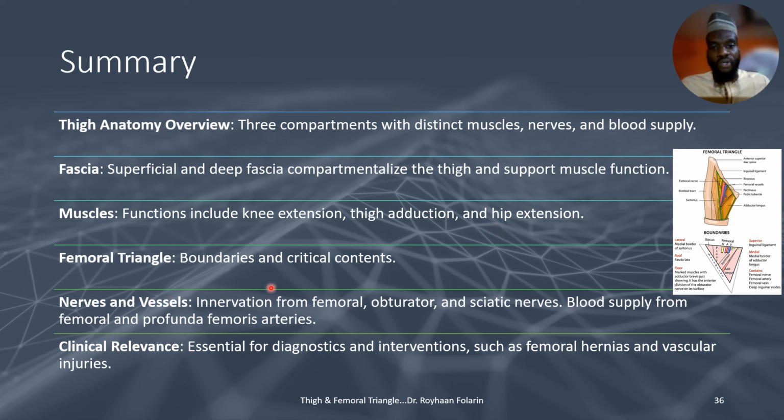And then we went through the femoral triangle. Now we understand its boundaries and its critical contents, right? And we understand it as an important landmark for accessing vital structures like the femoral artery and vein, right? We also went through nerves and vessels and possible injuries, vascular damage, and what have you. We also listed common clinical conditions that are related to the anatomy of the thigh.